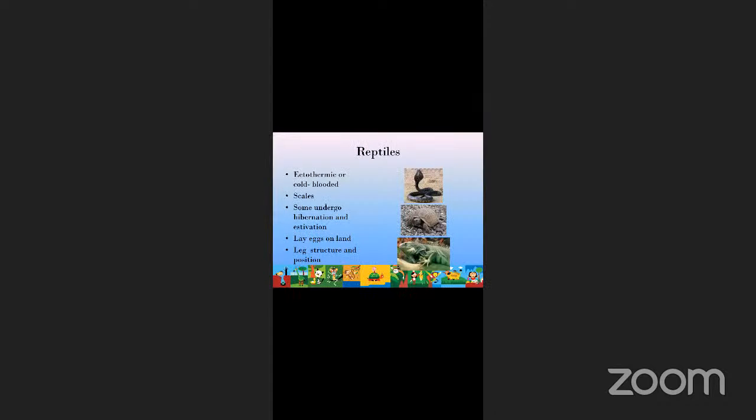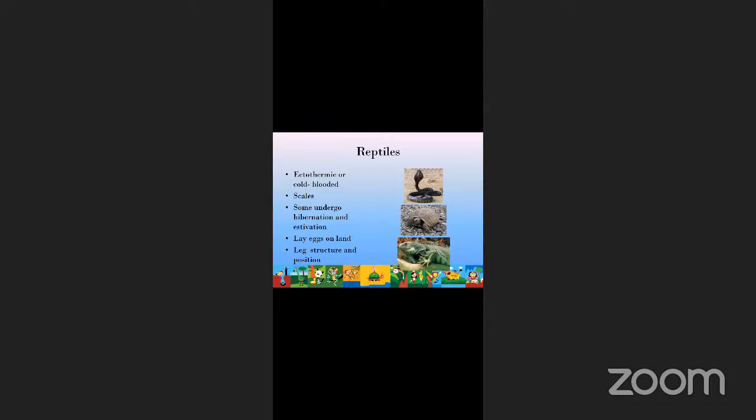Then next is reptiles. Reptiles are ectothermic, or cold-blooded. Here we see different types of scales. Snakes have scales, and these differ, and the color of snakes also differs. Some live along dried grass, so they will be brown in color so that they mix with the environment. Some will be black, and some will be green, which usually live on top of trees. They will be green so that they mix with the trees.